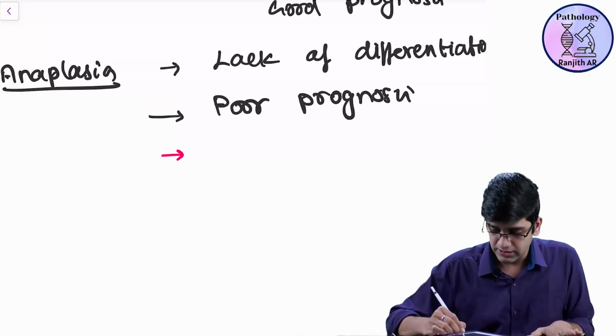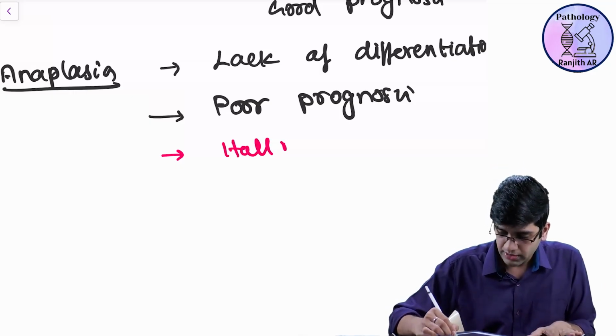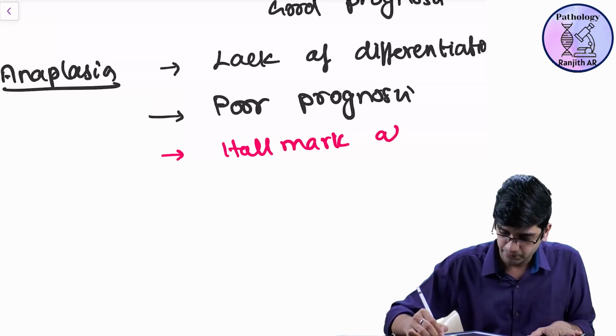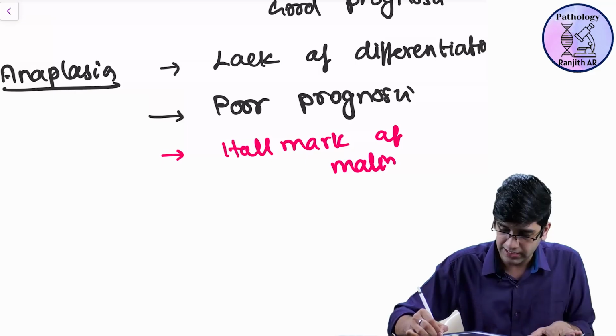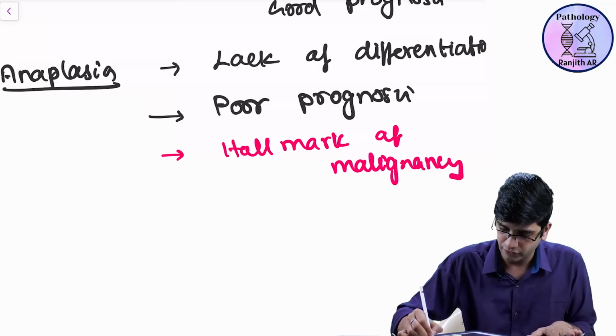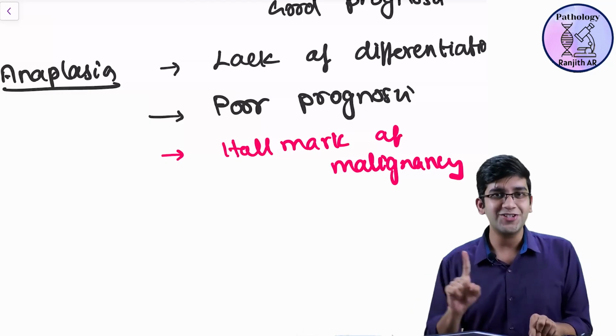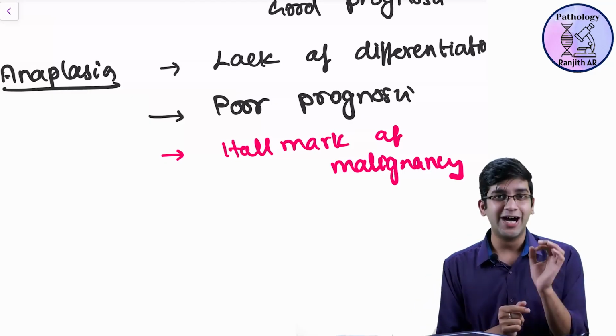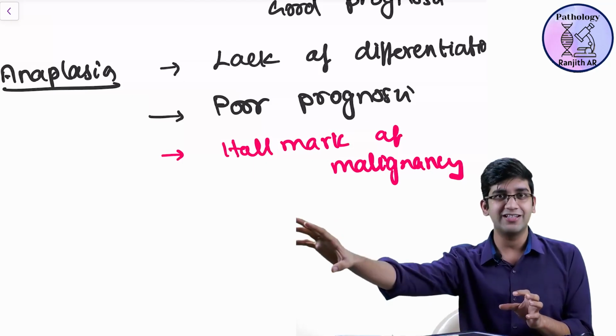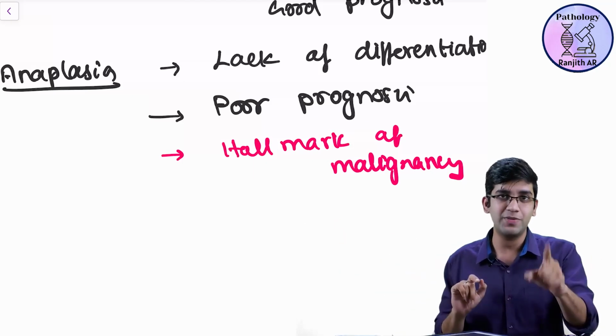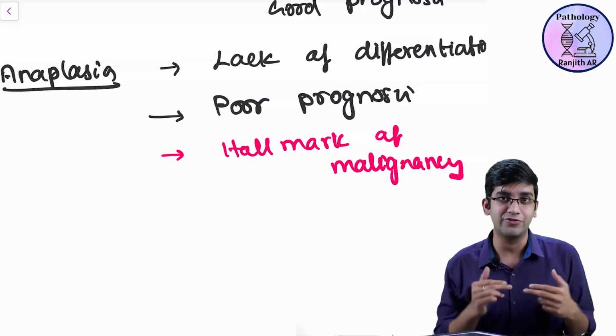Otherwise, I will not use it. Anaplasia is also called a hallmark of malignancy. Okay, that's also called a hallmark of malignancy. Fine, that's it. So in this first module, you have successfully completed how to name a tumor. So if I give a slide without saying anything, you should be able to name that. That's all the role for the first module.